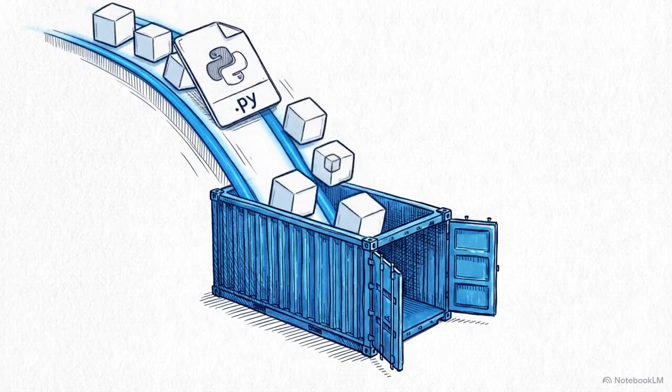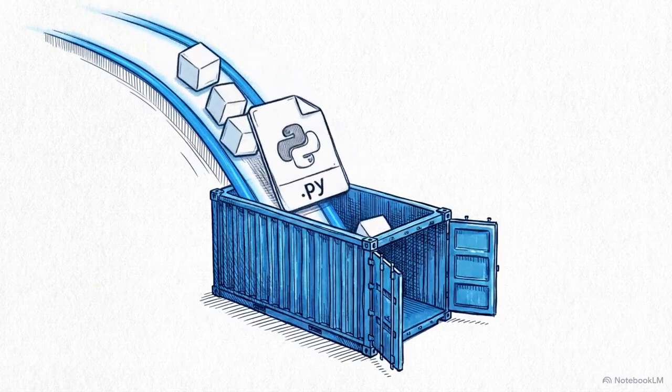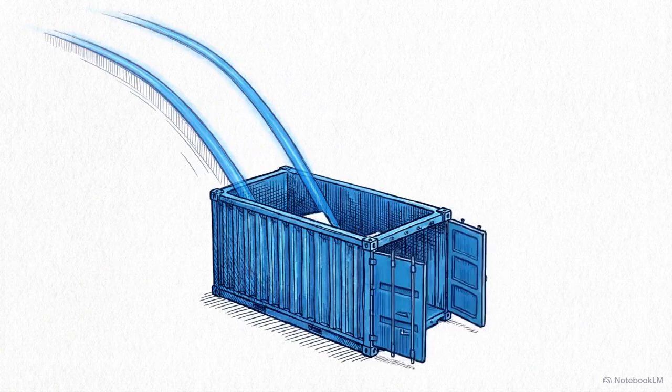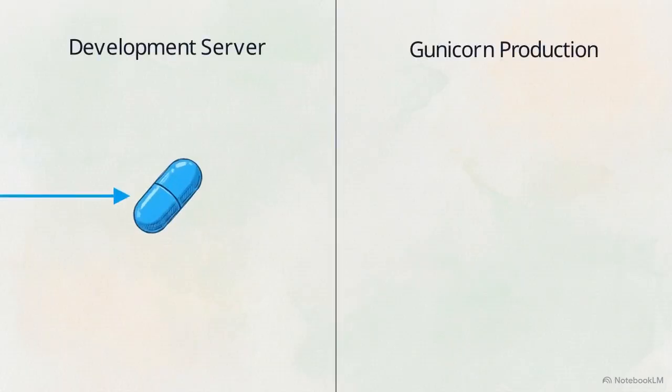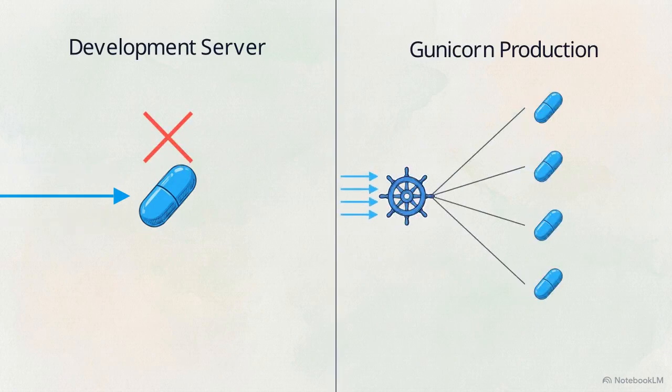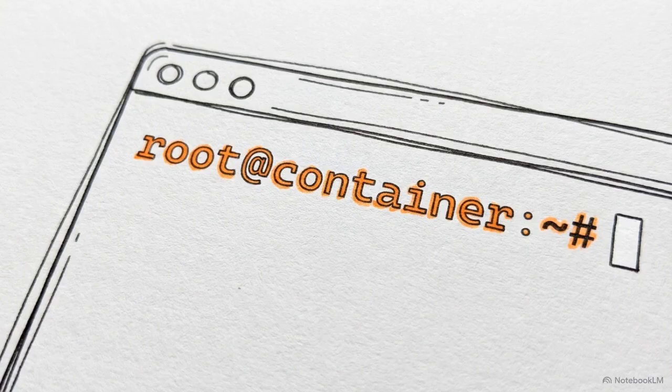Since Kubernetes only orchestrates containers, we must package the Python code and its library dependencies into a portable Docker image. For the web server, we use Gunicorn. Unlike basic development servers, Gunicorn uses multiple worker processes to manage concurrent requests, providing the stability required for a cluster environment.